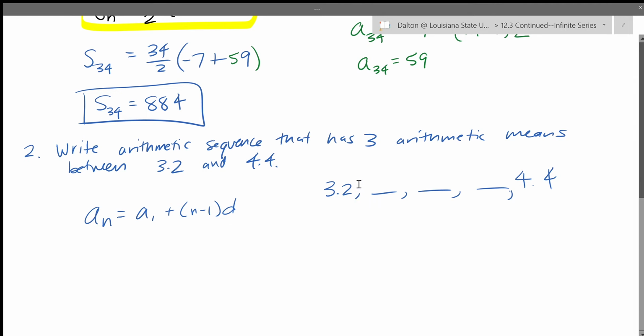The only thing, we have our first term, we have a sub 1, and we have a sub n. In this case, a sub n, there are 5 total, which also implies that n equals 5. So if n equals 5, then I can substitute a sub 5, which is 4.4, equals a sub 1, the first term, 3.2, plus, we said there are 5 terms, so this will be 5 minus 1 times d.